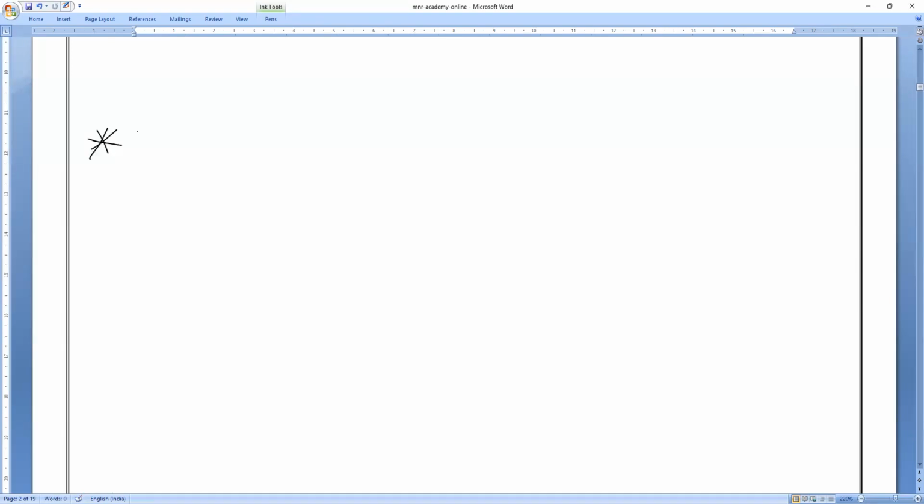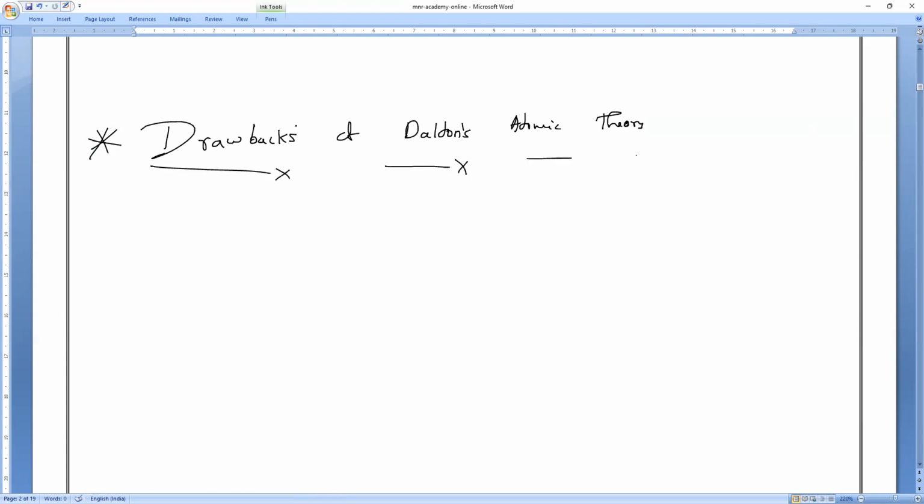So all of you keep reading: drawbacks of Dalton's atomic theory. See, somebody has proposed something. Definitely later it may have been proved right. If it is proved wrong, that is what we'll study under the drawbacks. So that is Dalton's understanding. What are the drawbacks of Dalton's atomic theory? That is what we are discussing now.